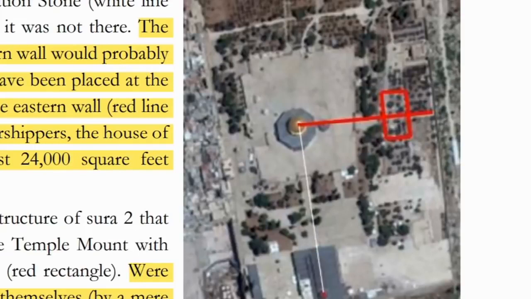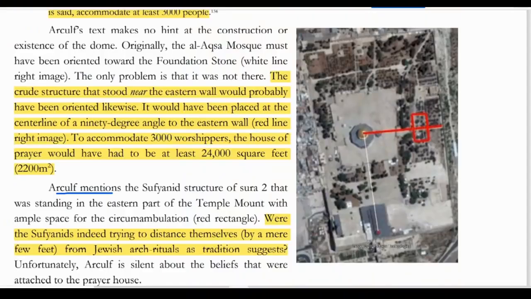Arculf's text makes no hint at the construction or existence of the dome. Originally, the Al-Aqsa Mosque must have been oriented towards the foundation stone, the white line in the right image. Okay. The only problem is that it was not there. The crude structure that stood near the eastern wall would probably have been orientated likewise. It would have been placed at the center line of a 90-degree angle to the eastern wall, red line, right image. So in other words, it would have been placed here, centered on the rock. To accommodate 3,000 worshippers, the house of prayer would have been at least 24,000 square feet, or 2,000 meters squared.